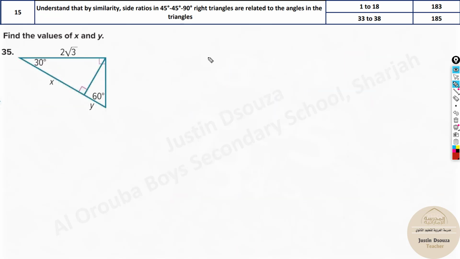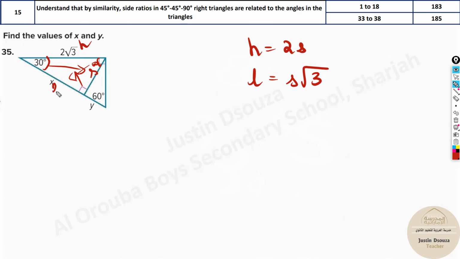What are the formulas? I'll write the formulas. The hypotenuse is given by 2 times the shortest length s, and the leg is given by the shortest length s multiplied by root 3. What does this mean? L, S and H. H is hypotenuse. Very simple. Opposite to 90 degree, hypotenuse. Now, opposite to 30 degree is always the shortest distance, and opposite to the 60 degree is the longest distance.